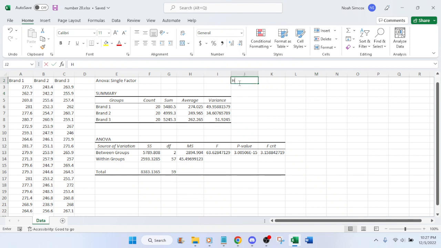And we'll just do H over L right here. Equals, the highest one is a 51, divided by the lowest, which is a 34. So we have 1.5, less than 2. So no concern for unequal variances.